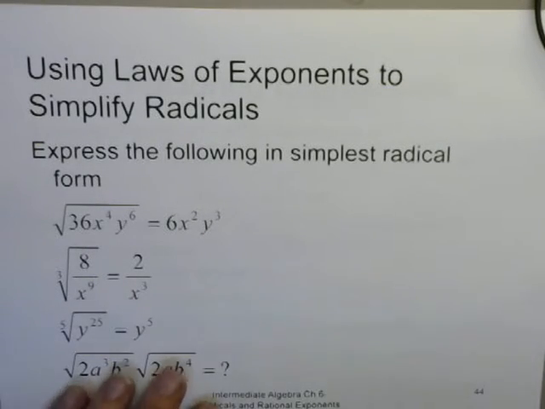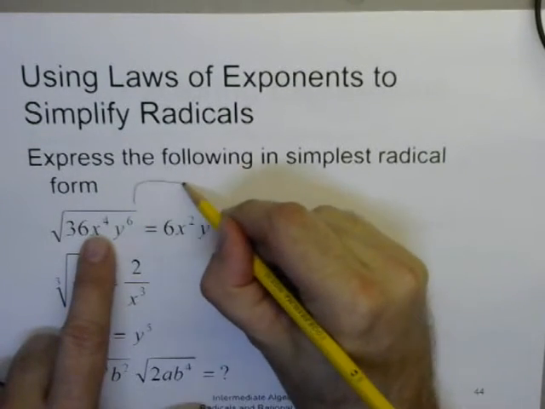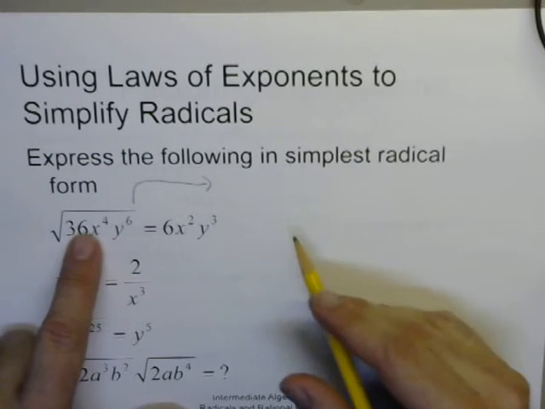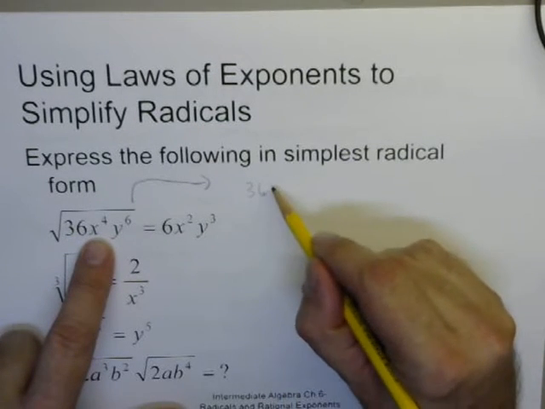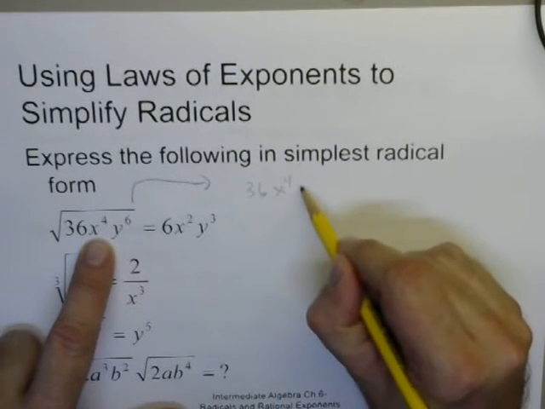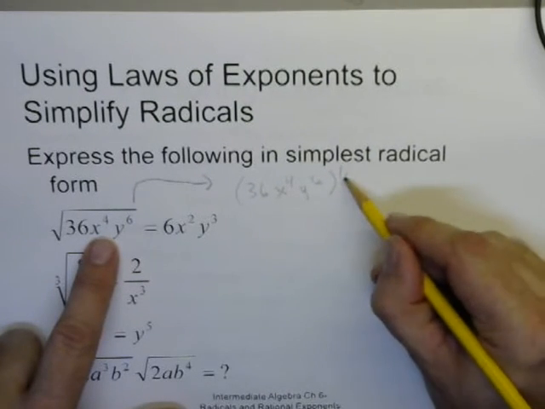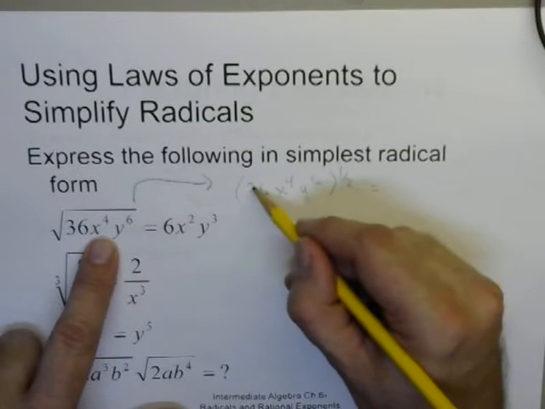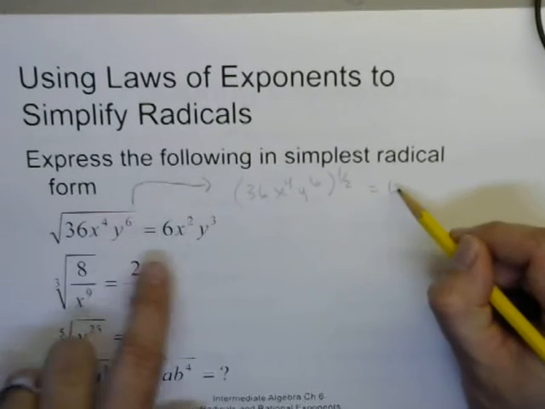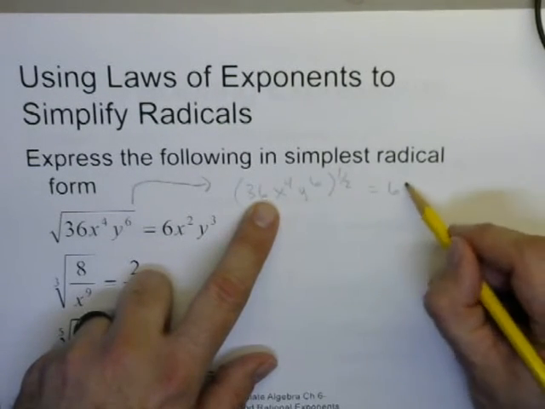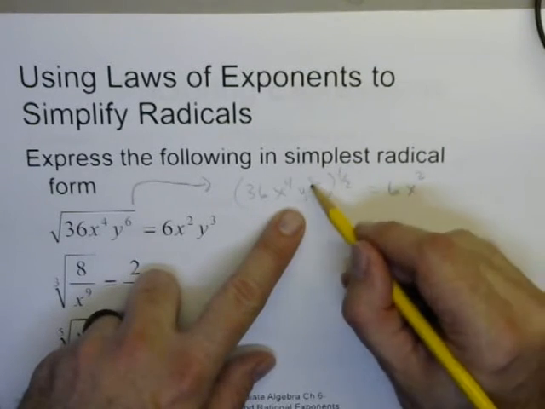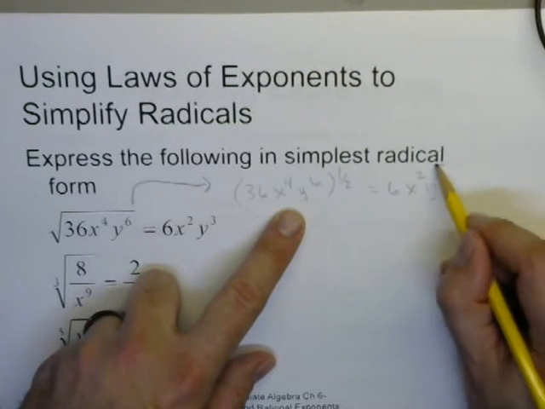Now, we can also use the laws of exponents to simplify radicals, because if you think about it, for example, if you write this as a fractional exponent, this is really just 36 times x to the 4th times y to the 6th raised to the 1/2 power. So again, you can just take this and apply that to each thing separately. So square root of 36 is just 6. 4 times 1/2 is just x squared, and then 1/2 of 6 is just 3. So you can do it that way.